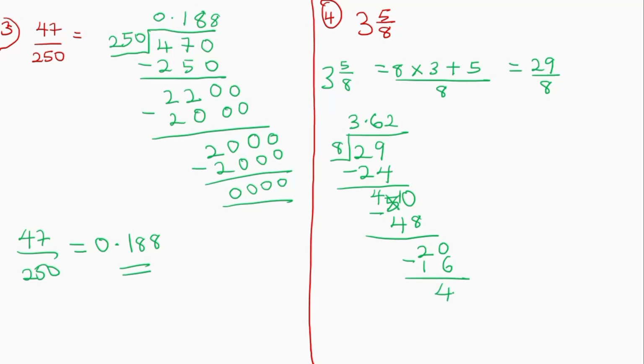8 cannot divide 4, so you add in an extra 0, it becomes 40. So 8 into 40 is going to give us 5. And 5 times 8 is 40. So when you subtract, we have 0, 0. So we can easily say 3 whole number 5 over 8 to decimal becomes 3.625, and this becomes our final answer.